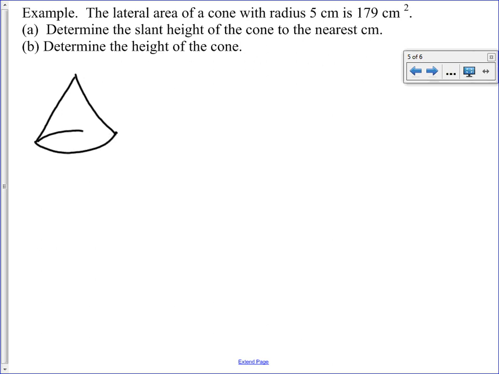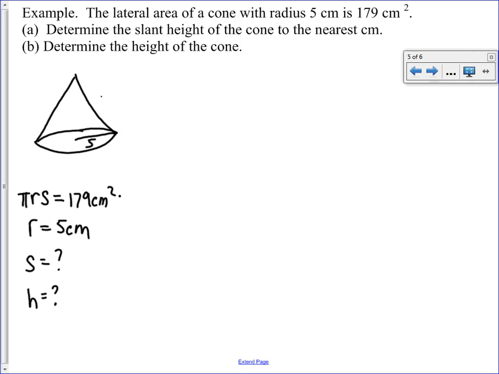We always want to list the information that's given and the information that we want. We'll be able to use one of the two formulas given in order to solve for the part that we want. So lateral surface area, so we have that pi rs is equal to 179 centimeters squared. We know that our radius is equal to 5 centimeters. We want to find out what is s, and we also want to find in part B what is h. We know that the radius is 5, so we can put that in.